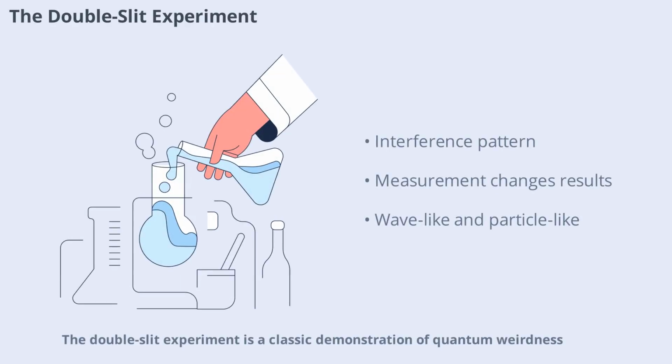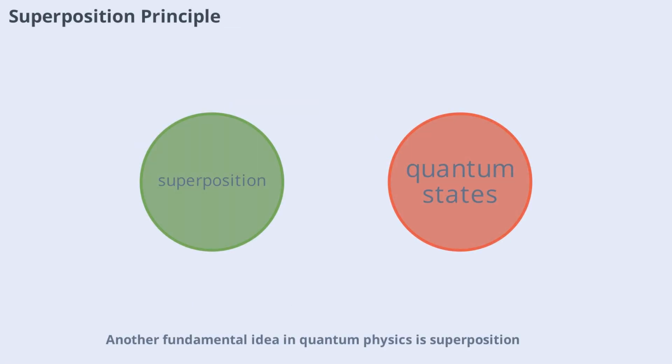The double-slit experiment is a classic demonstration of quantum weirdness. When light or electrons pass through two narrow slits, they create an interference pattern on a screen behind the slits, just like waves in water. But when scientists try to observe which slit the particle goes through, the interference pattern disappears, and the particles behave like individual objects. This experiment shows that the act of measurement affects the outcome, a concept that lies at the heart of quantum physics.